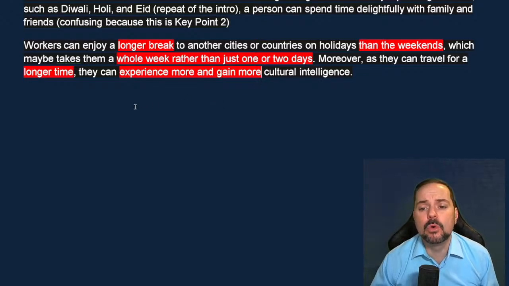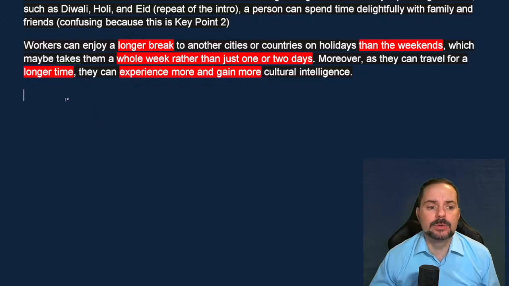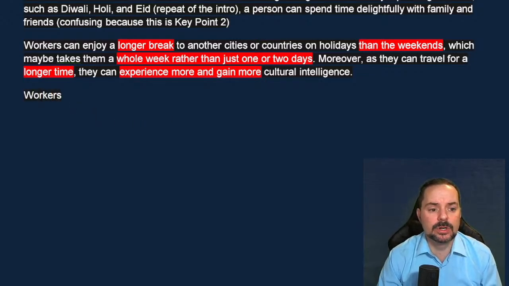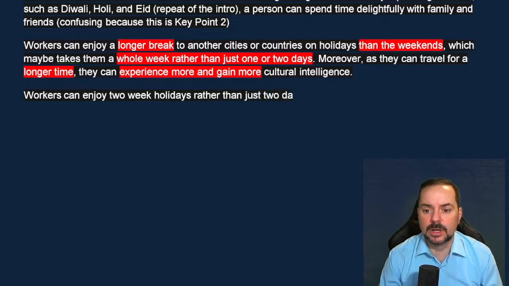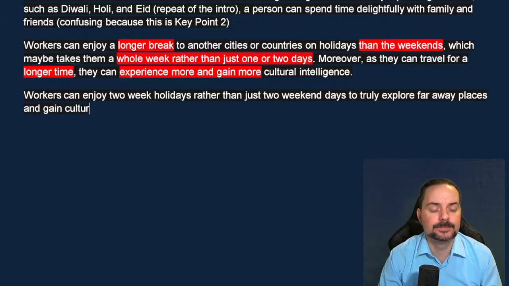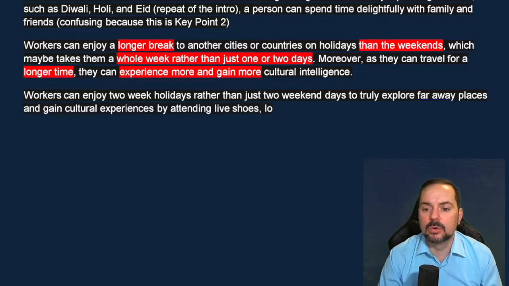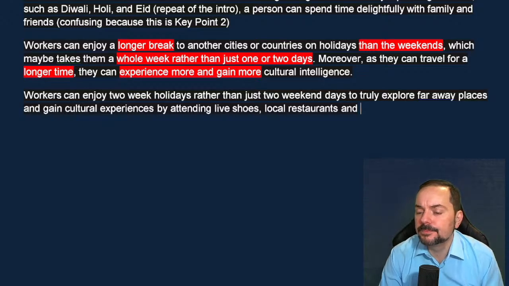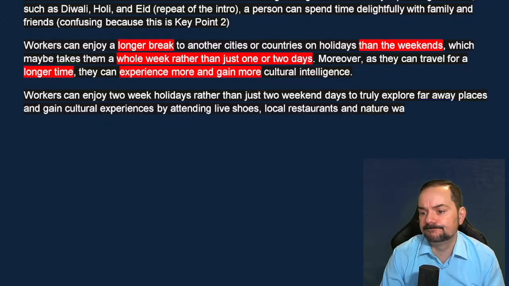So you have to get into more details. Okay. So I would write something like this, if I stuck with your information. So workers can enjoy 2-week holidays rather than just 2 weekend days to truly explore far away places and gain cultural experiences by attending live shows, local restaurants, and nature walks, let's say. I want to keep going.